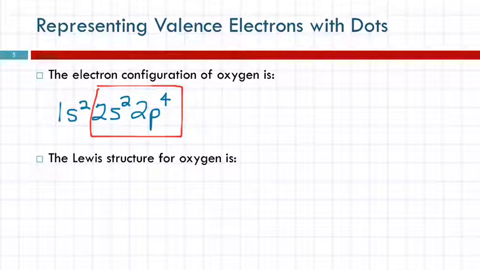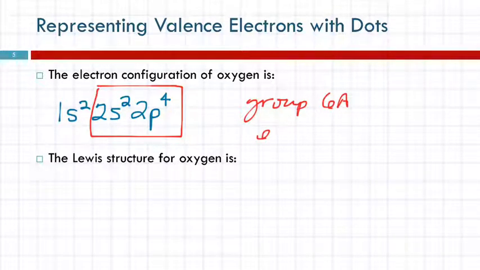And if we look for oxygen in the periodic table, we see that oxygen is in group 6A. It has 6 valence electrons. Everybody cool with that?